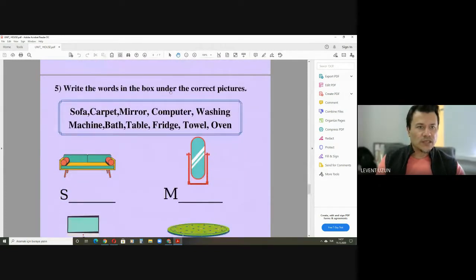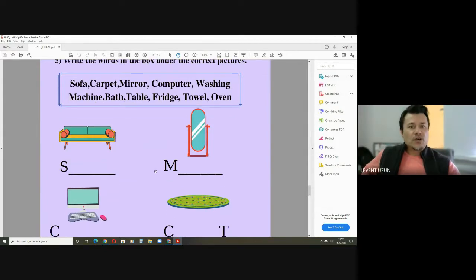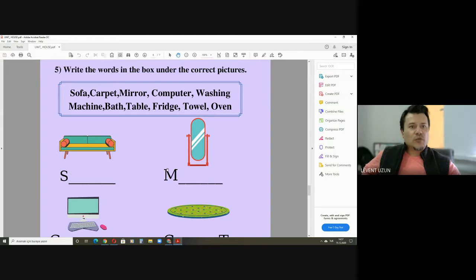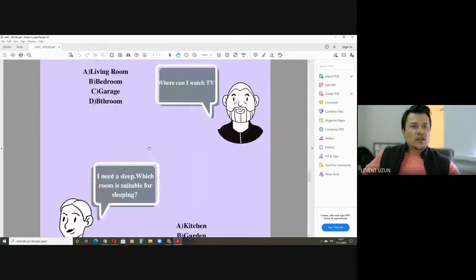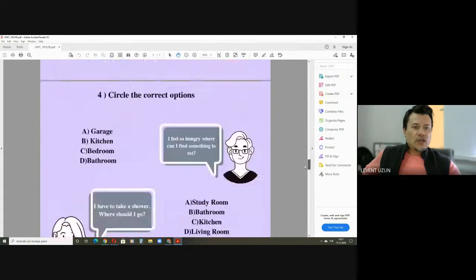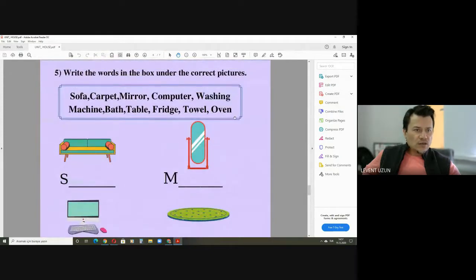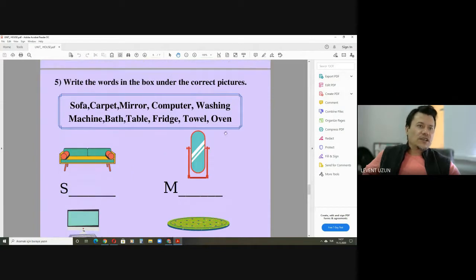Write the words in the box under the correct pictures. So now you are teaching new words here. Sofa, carpet, mirror, computer. This part is all about the house topic. And you prefer to teach these explicitly, separately from the cognates that you concentrate on here, right? But all are about the house, and these are new words. This is a very typical thing that we have done before the midterm exam.